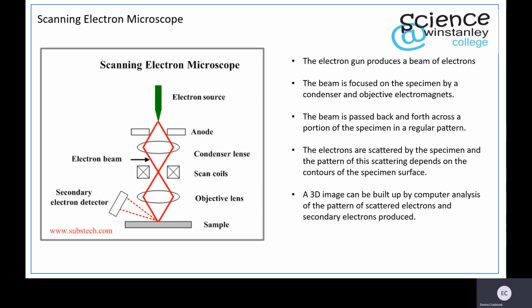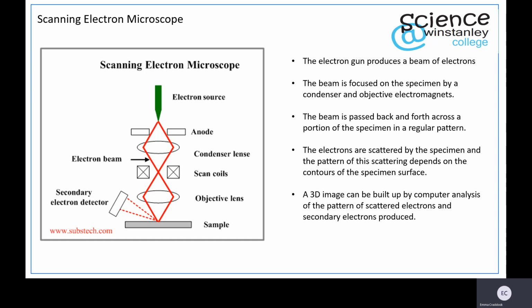You also have a scanning electron microscope. A scanning electron microscope, rather than looking, say, inside a cell, will look at the surface of an object. So in a scanning electron microscope, the electron gun produces a beam of electrons. This beam is again focused by condenser and objective electromagnets, which are called lenses in the picture.